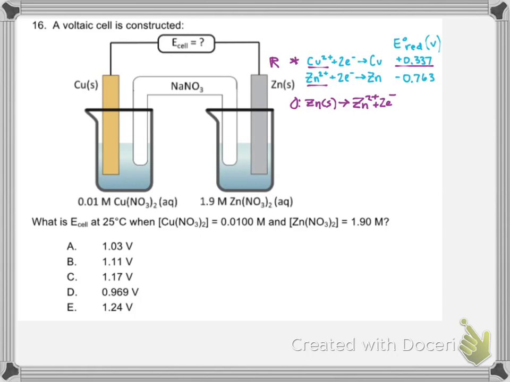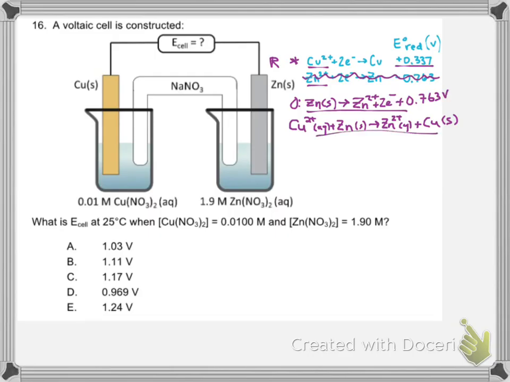and it'll give up 2 electrons in the process. And remember, when we flip one of these reactions, we flip the sign, so now this is going to be positive 0.763 volts. Okay, I'm just going to cross out this reaction here because zinc is not going to be reduced in this particular voltaic cell. So then we can combine our two reactions to get our overall reaction, which is as follows.